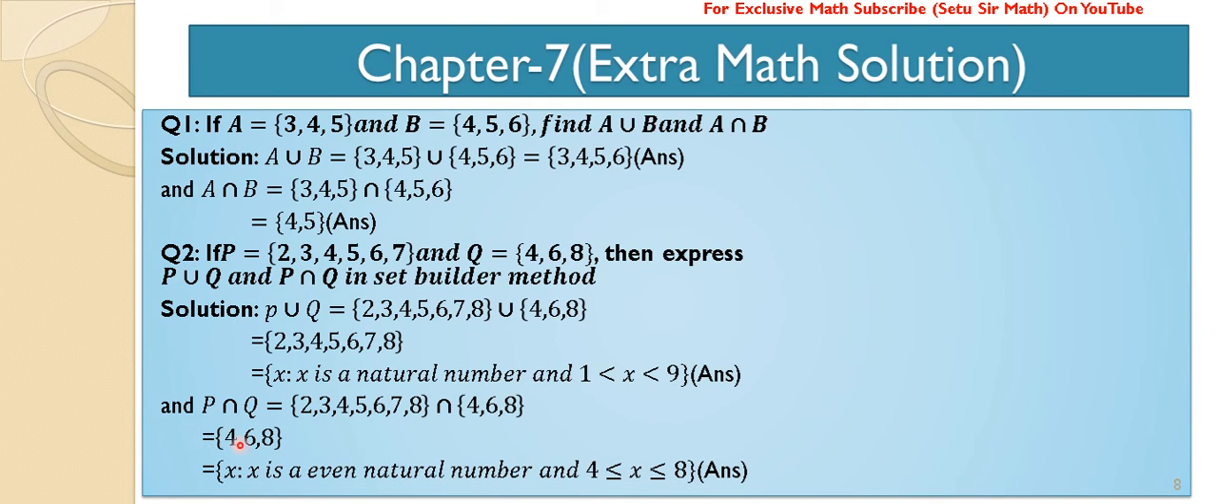Look very carefully. 4, 6, 8. These are even numbers. So x is an even natural number, and 4 less than or equal to x less than or equal to 8. That means 4 less than or equal to x less than or equal to 8. That means not less than 4 or not more than 8.